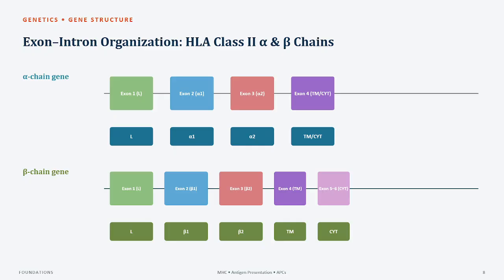So what we need to know over here is that the alpha chain gene structure is basically composed of distinct exons encoding the leader peptide, the extracellular domains, and the combined transmembrane cytoplasmic region. The beta chain features separate exons for the leader peptide, which is in exon 1, then the extracellular globular domains, the transmembrane domain in exon 4, and the cytoplasmic tail. So each exon block aligns directly with the functional segments of the mature heterodimer protein that is expressed on the cell surface.